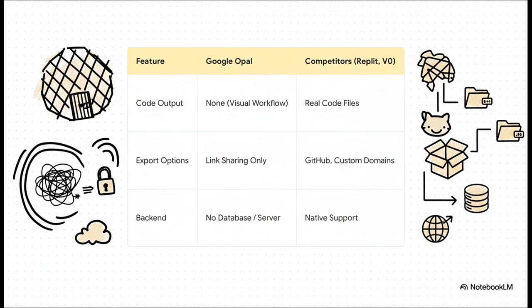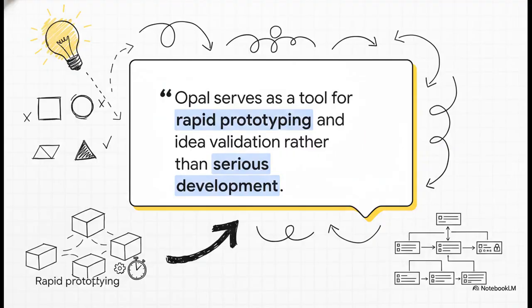And if you look at how it stacks up against the competition, it's night and day. Tools like Lovable, Bolt, Replit, V0, they all give you real, usable code files. React, TypeScript, you name it. They let you export your work, connect to GitHub, hook up databases. Opal, it does none of that. It's a classic walled garden. So you can probably see where this is going.